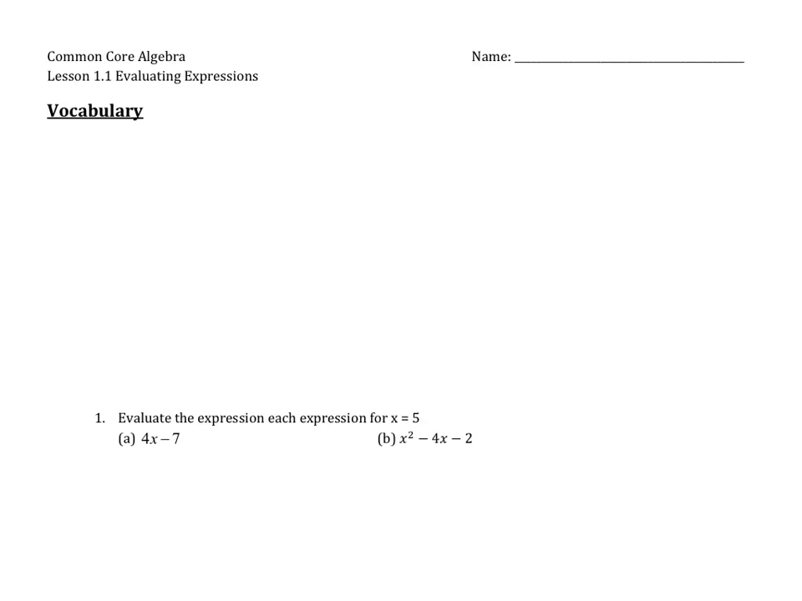Today we're going to start Unit 1 for Common Core Algebra. Lesson 1 has to do with evaluating expressions. First thing I need you to do is write down some vocabulary. The first word I need you to know and be able to define is variable.